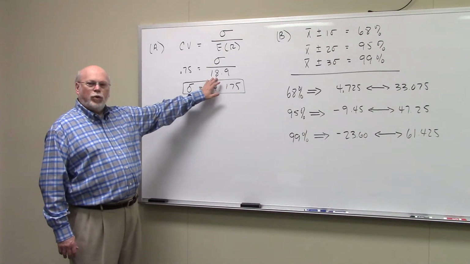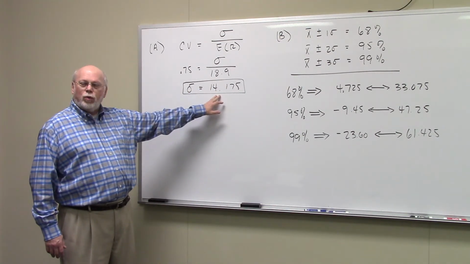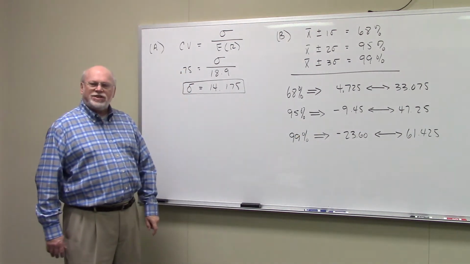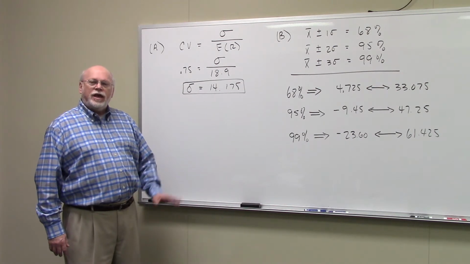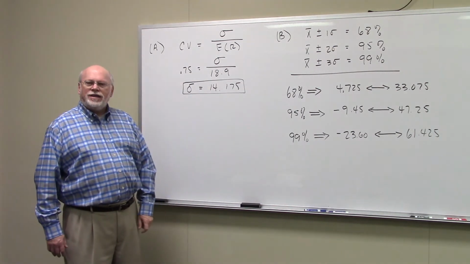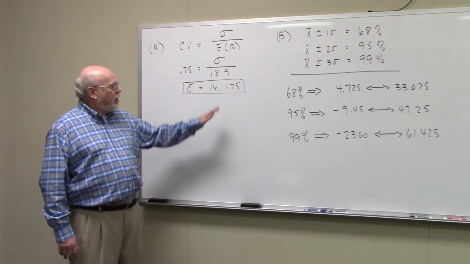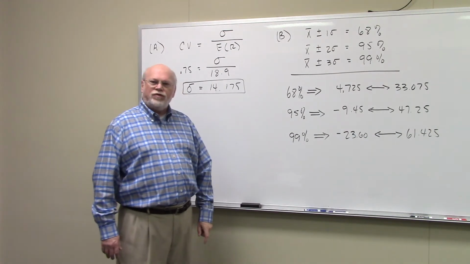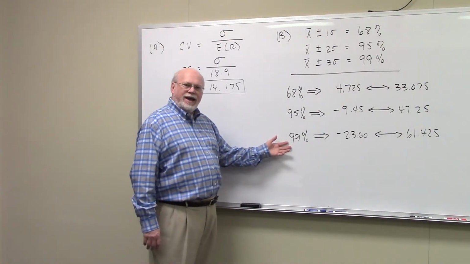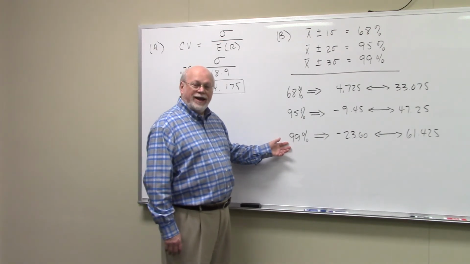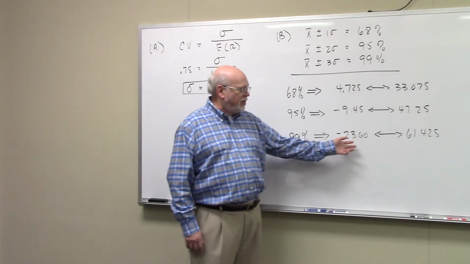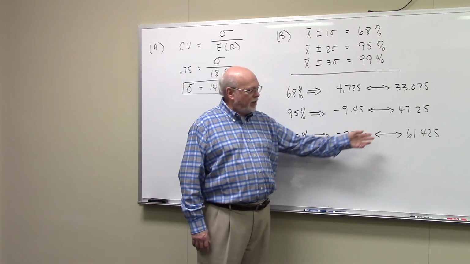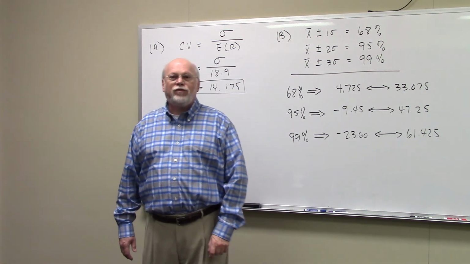So if you take 18.9 minus 14.175 times 3, you get a negative 23.60%. If you take the mean, 18.9, add to it 14.175 times 3, you're going to get 61.425%. And again, 99% confidence interval. You'd be 99% confident that the return in the next time period is going to be somewhere between what? A negative 23.6% and a positive 61.425%.